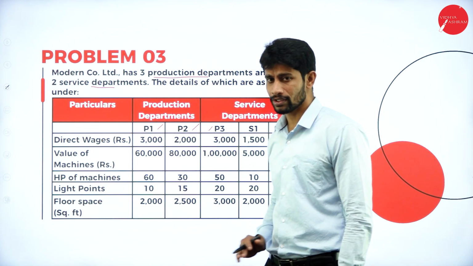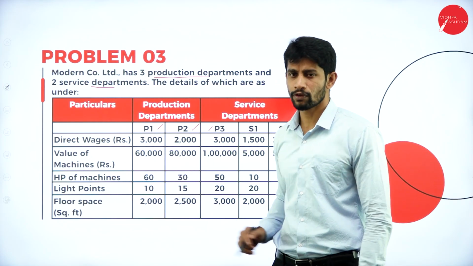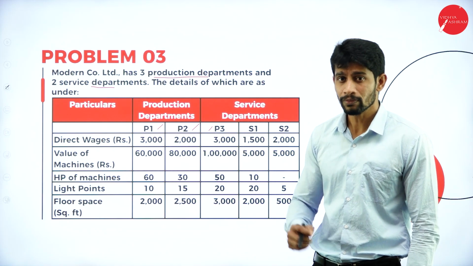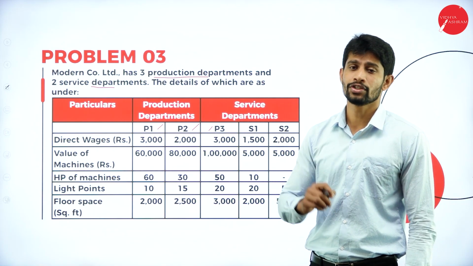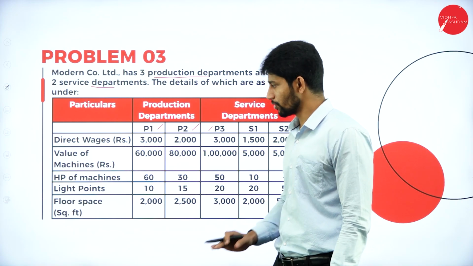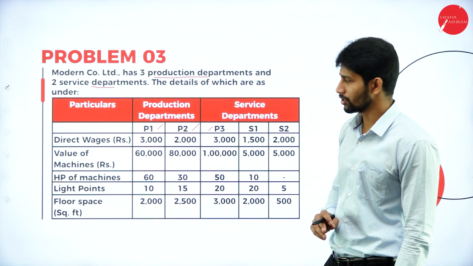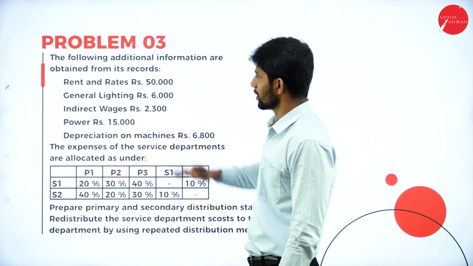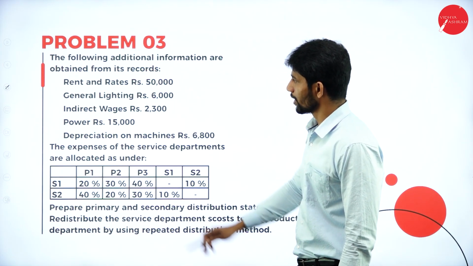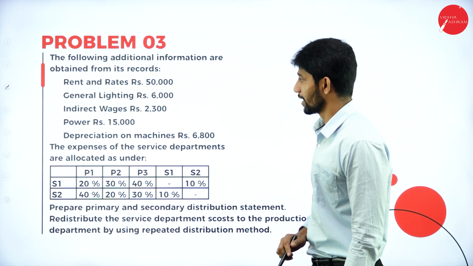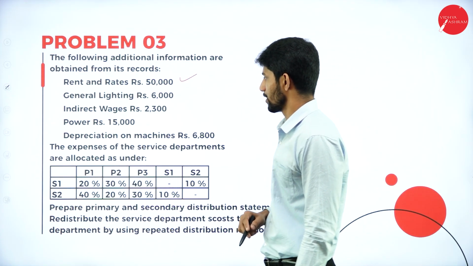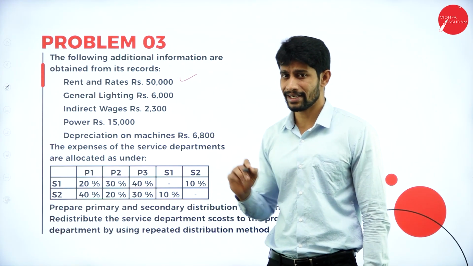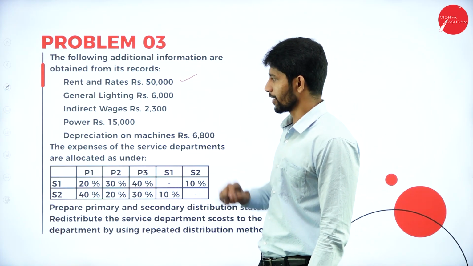HP is given, lighting points is given. So why is this information useful for us? This information will be useful for us to find out the ratios, right? To find out the ratios, this information is very important. And what is required next? Next, the following additional information is obtained from its records. So rent and rates, how much? Rent and rates is 50,000. So this is an expenditure.